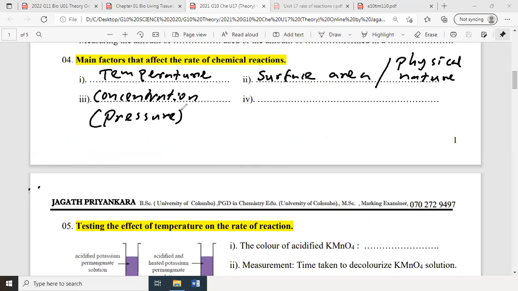Right. The next one, the last factor, the fourth factor that will affect the rate. You have to remember these 4 factors. You have to remember them for the exam. Sometimes they will not ask directly about the 4 factors affecting the rate.